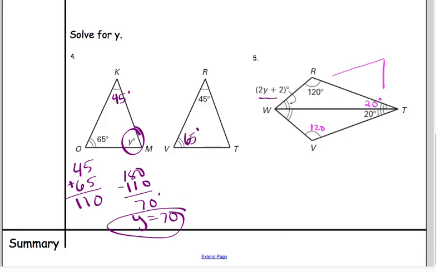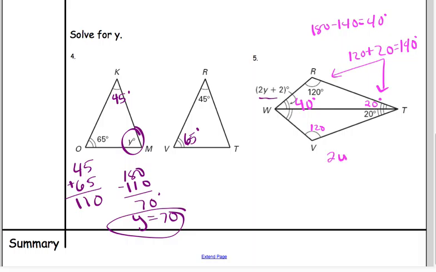2 of these angles are marked with degree measures, so I'm going to add those up. 120 and 20 is 140. So 140 degrees is used up by these 2 angles. That means if I subtract that from 180, I know that there's 40 degrees left. So this angle here has to be 40 degrees.